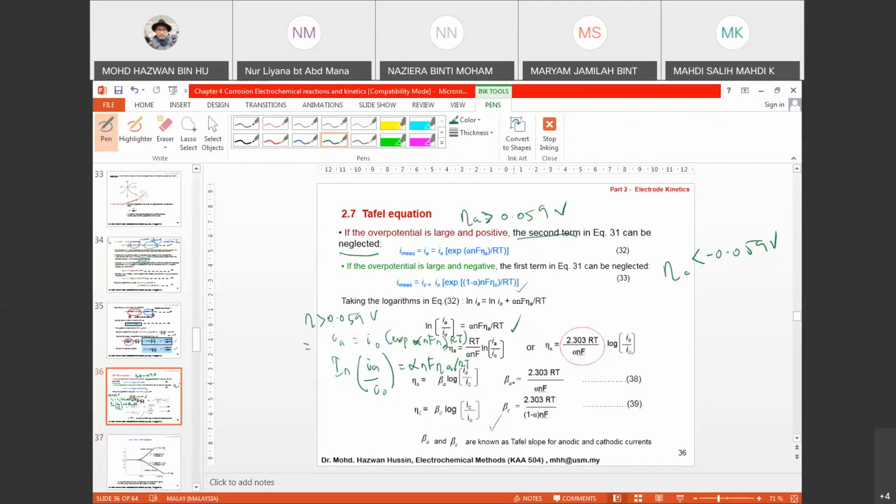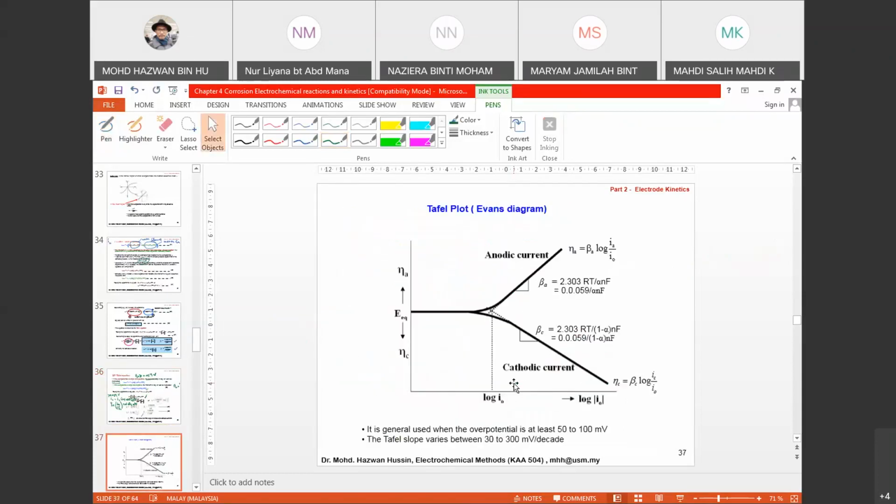So if the question asks you to derive the Tafel equation, you need to show how you can get eta A and eta C with beta A and beta C notation. Don't show only one lah. I mean, show both for anodic and also for cathodic. Okay. Any question so far? Anything you want to ask?